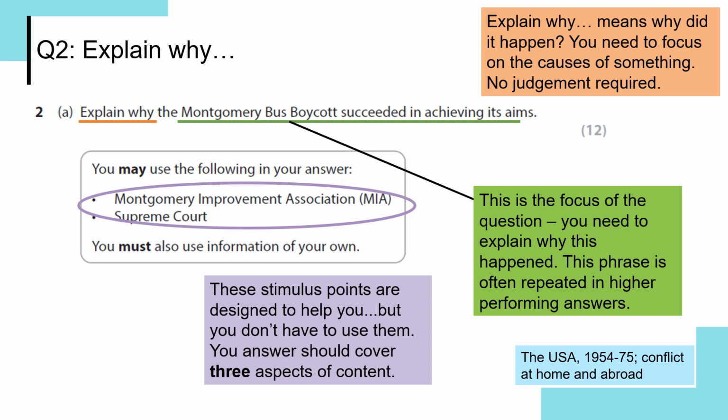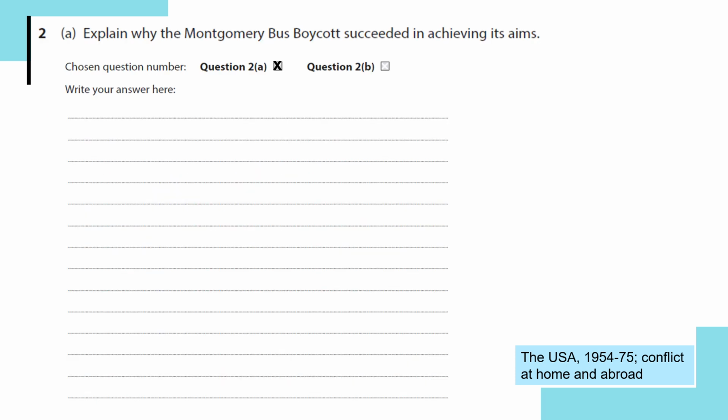Then you're going to make your brief plan. So what are the 3 aspects of content you're going to cover? Are you going to use the stimulus points? What additional information of your own will you include? What's your logical structure going to be? And once you have decided that, then begin writing. As there is a choice of question, you will be prompted to select which one you are answering.